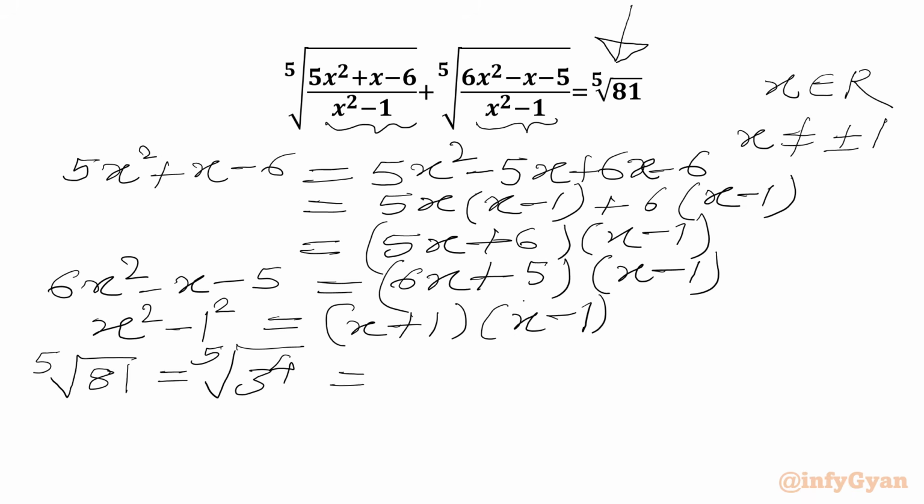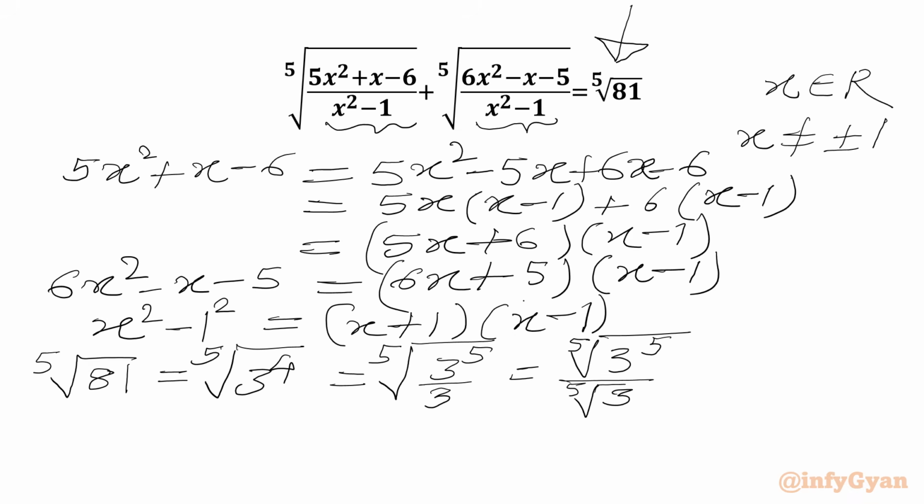We will multiply numerator and denominator by 3. So we can write 3 power 5 over 3. This will be equal to fifth root of 3 power 5 over fifth root of 3. Fifth root and power 5 will cancel from the numerator. So we will get 3 in the numerator and fifth root of 3 in the denominator for the right hand side. Let us put all the values.